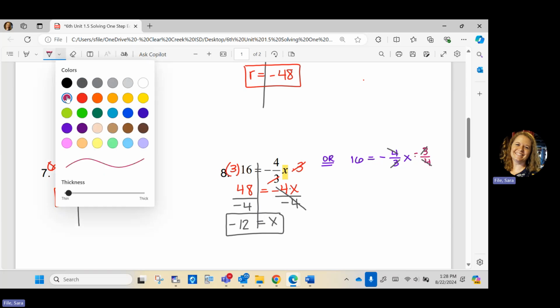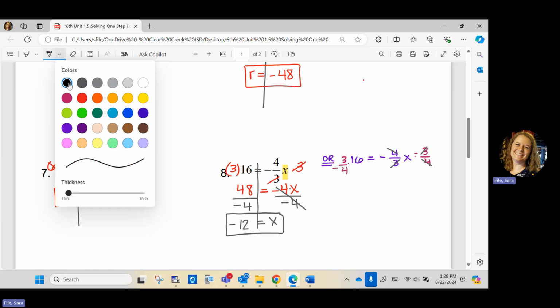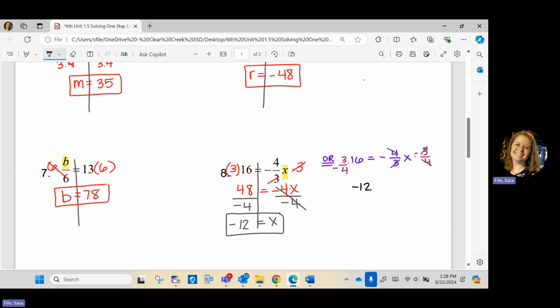And remember, what you do to one side, you do to the other. So you would have to multiply this side by negative 3/4. So you can do it all in one step like that. And in your calculator, you could type -3 divided by 4 times 16. Because remember, division and multiplication are at the same step in order of operations. Or you could do 3 times 16 and then divide by 4. But your calculator, you're still going to have to enter that in multiple steps. But it gets you -12 either way.